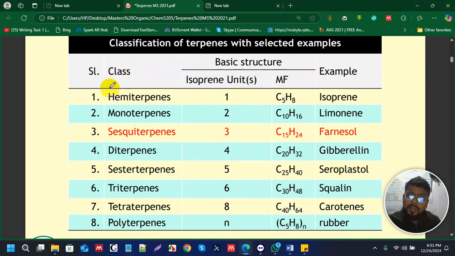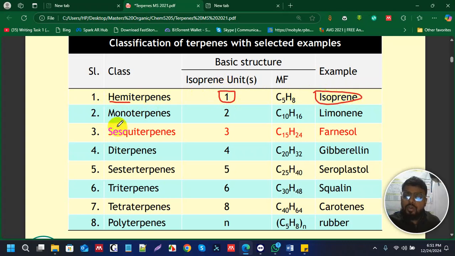We can say that it's a class of terpenes: monoterpenes, sesquiterpenes, diterpenes, sesterpenes, triterpenes, tetraterpenes, and polyterpenes. Hemiterpenes: hemi means one. That means the terpenes which contain one isoprene unit are known as hemiterpenes. An example of hemiterpenes is isoprene.